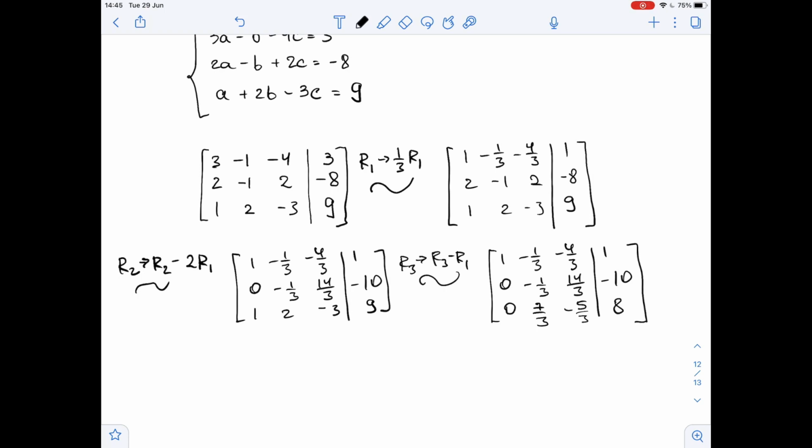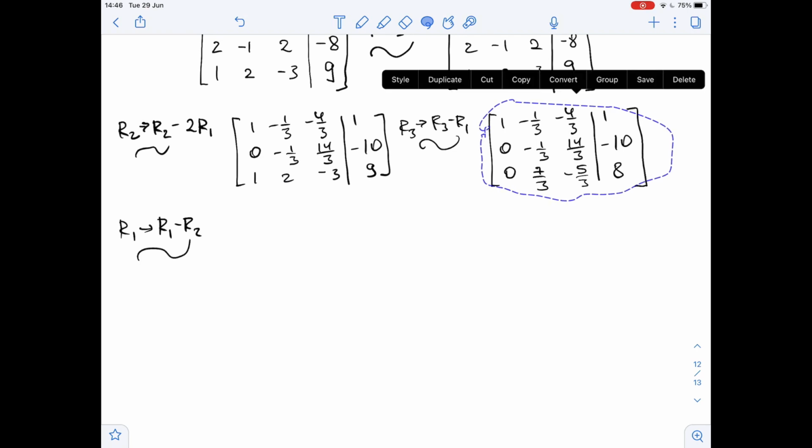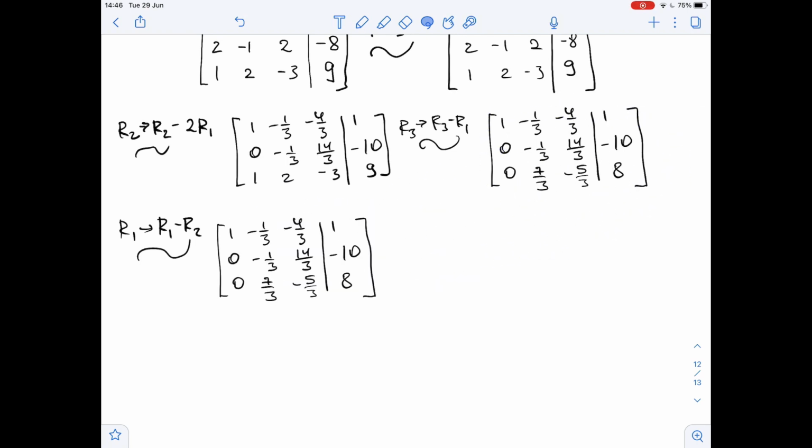Our next step is to subtract row 2 from row 1. So row 1 becomes row 1 minus row 2. And we get, I'll copy paste it. So row 2 and row 3 stay the same. So we just change row 1. Row 1 becomes 1, 0, -6, 11.